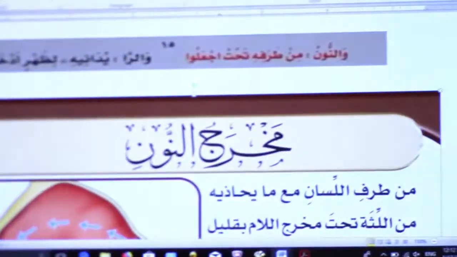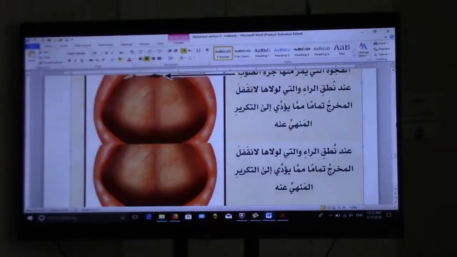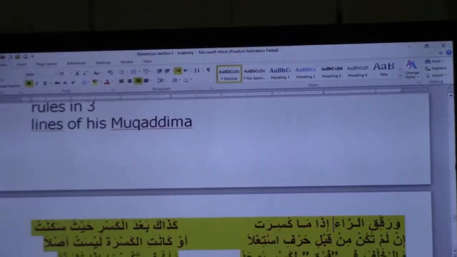That is the line we stopped at, which is line 16, verse 16. Please look at the verse on the screen. So this is the verse we're covering today, inshallah.